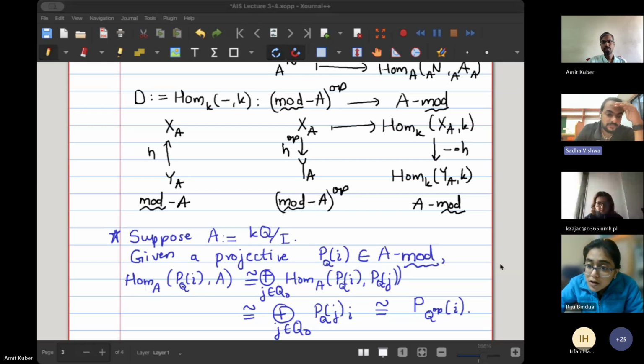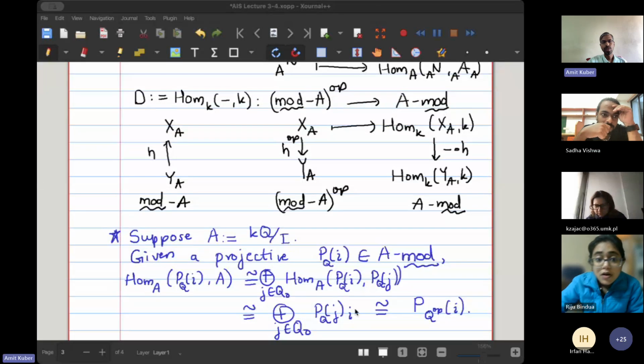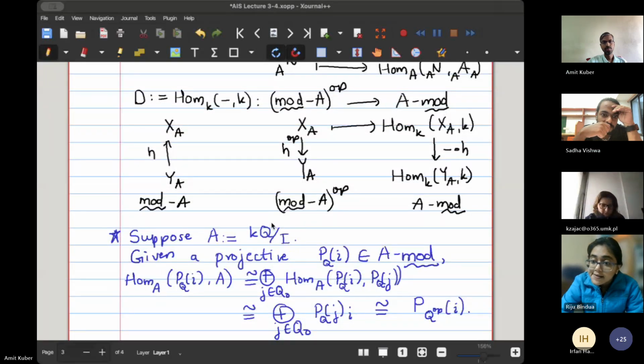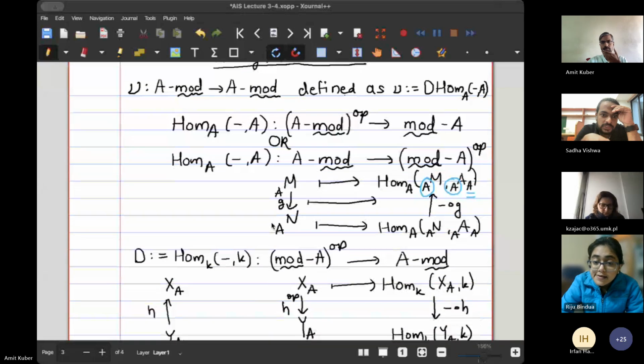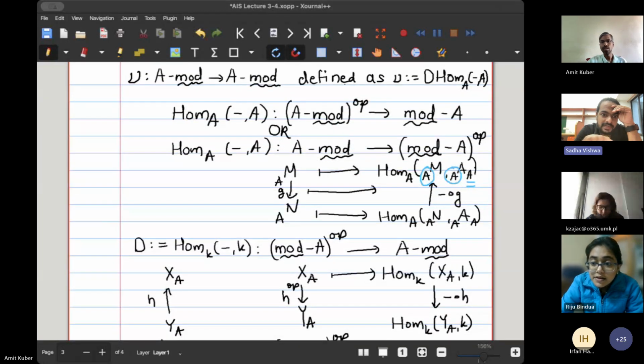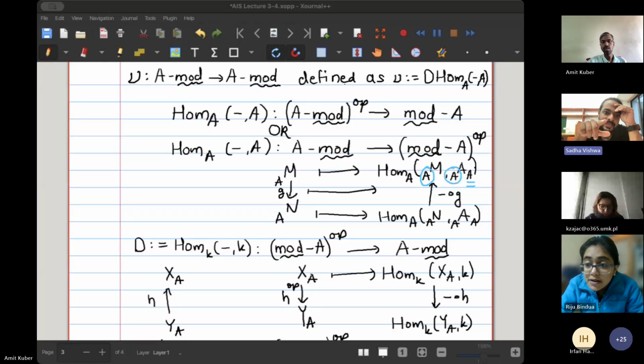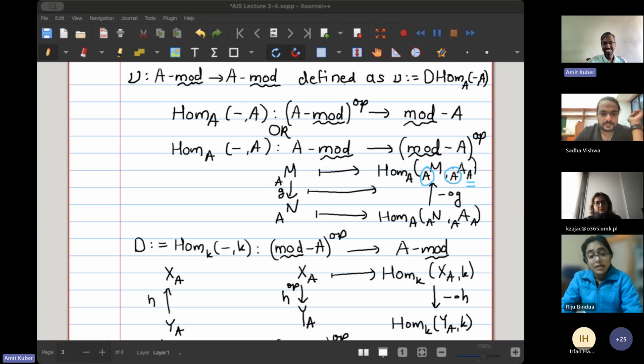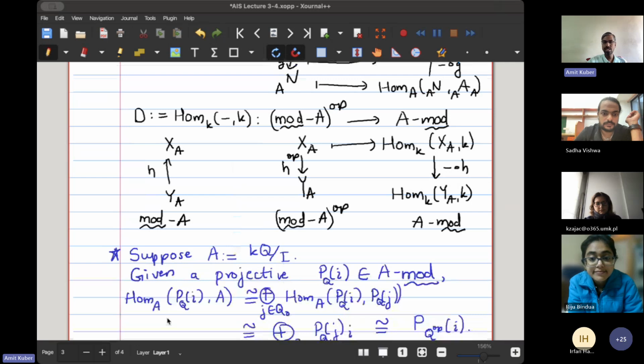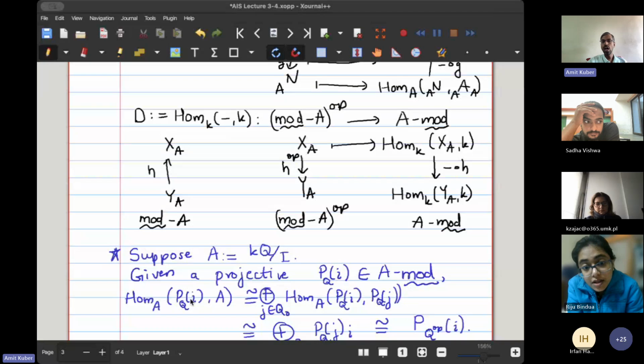Just to consolidate, can you go a step above? So the Nakayama functor takes a module M and maps it to D Hom_A(M, A), the dual, Hom_K(Hom_A(M, A), K). Right. So P_Q(i) I have written in the first component. I want to apply this Nakayama functor on a projective module.